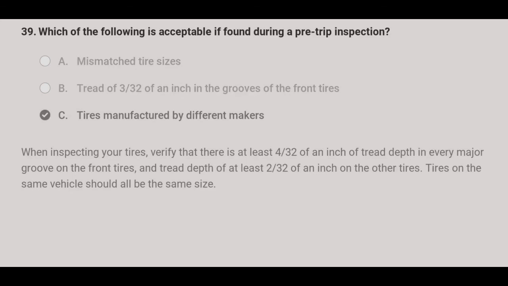C. Tires manufactured by different makers. When inspecting your tires, verify that there is at least 4/32 of an inch of tread depth in every major groove on the front tires, and tread depth of at least 2/32 of an inch on the other tires. Tires on the same vehicle should all be the same size.